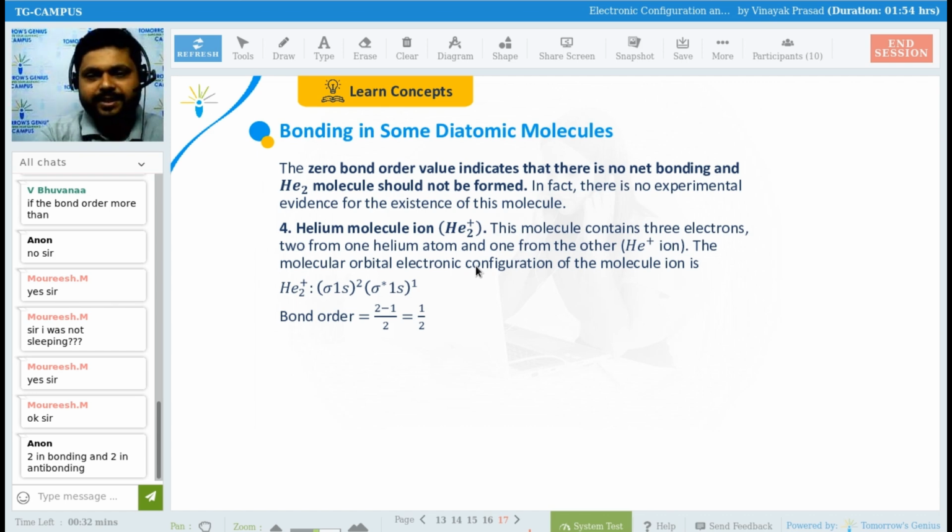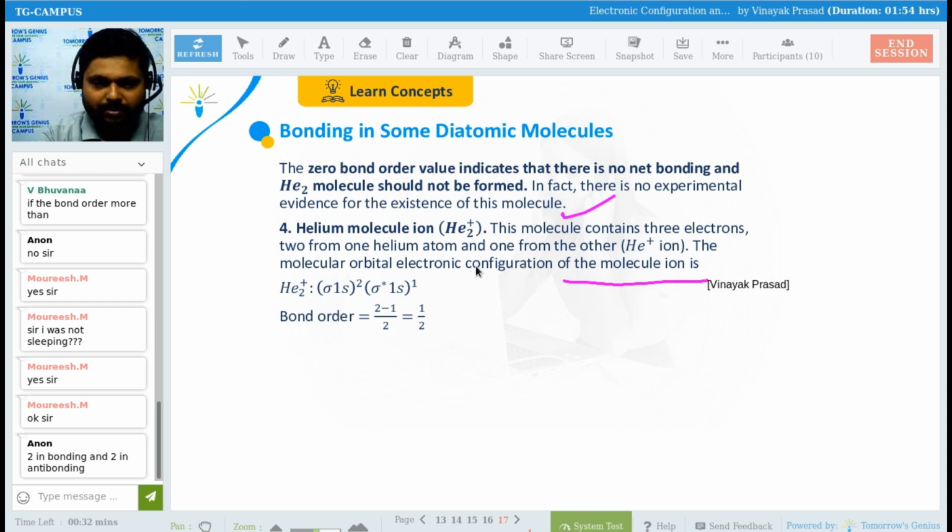Okay, guys. So now you can see here that net bonding is 0, so the He2 molecule should not be formed. In fact, there is no experimental evidence for the existence of this molecule. So there will be no formation of this. Now the helium molecule ion, He2 plus, right? This molecule contains 3 electrons, 2 from one helium atom and 1 from the other He plus ion, right?